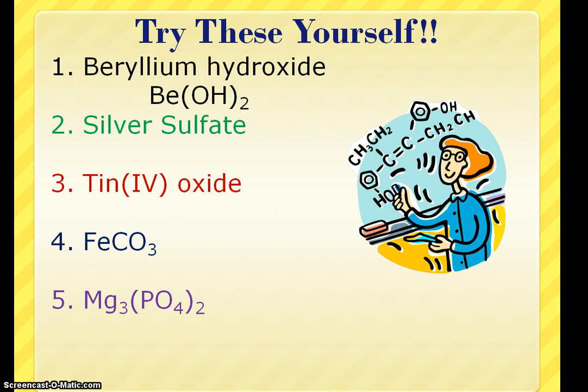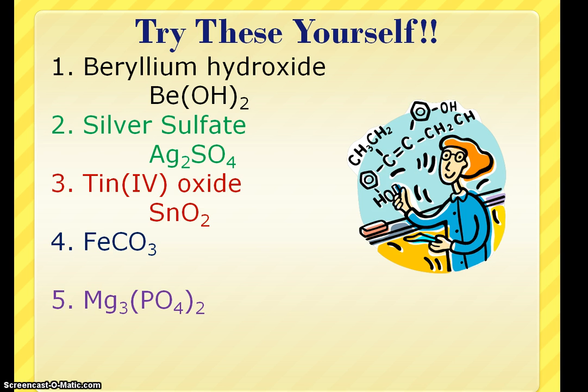Silver sulfate. Silver is always a +1, and sulfate is SO4-2. So I'm going to have to cross the charges, Ag2, SO4, but I don't have to write the 1 behind sulfate, so I don't have to put parentheses there. Tin 4 oxide is going to end up being SnO2. You may have had Sn2O4, but remember that you have to put these in lowest terms.